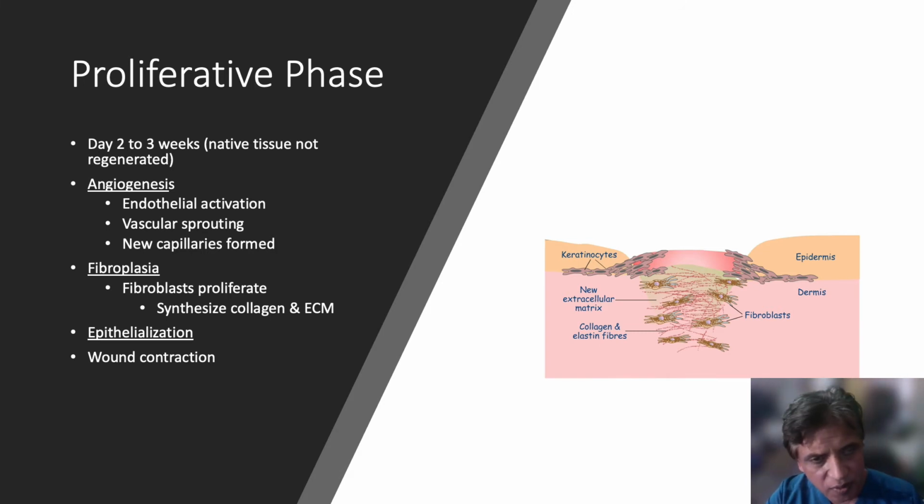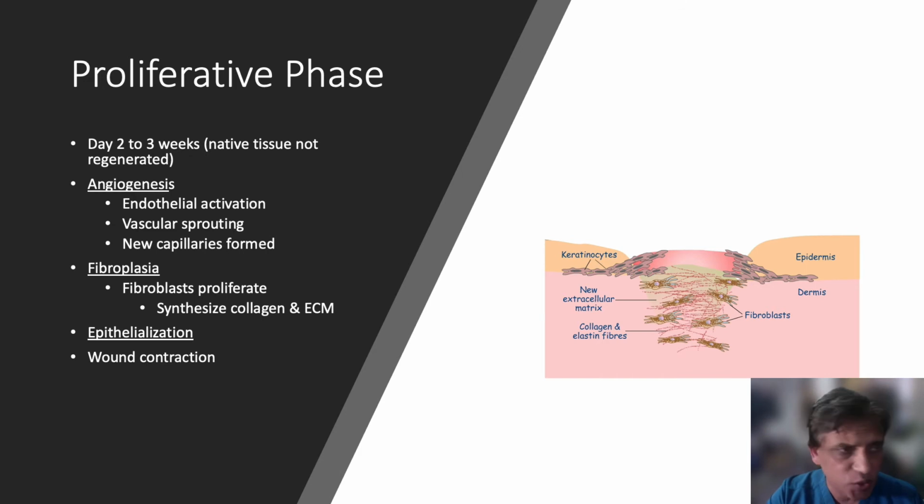If you have a defect in the skin, so the epidermis, the dermis, and the underlying subcutaneous tissue, the fat, may have been violated and destroyed, but the healing wound does not regenerate fat. It does not regenerate the dermis. The healing wound fills this defect with what we call granulation tissue. And in the subsequent slide, we'll discuss the components of the granulation tissue.